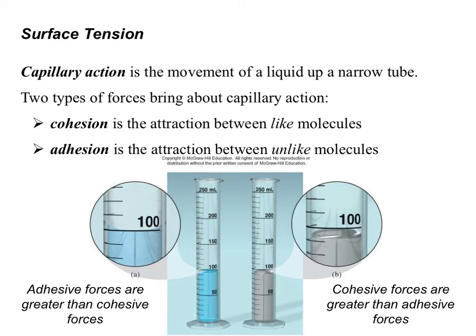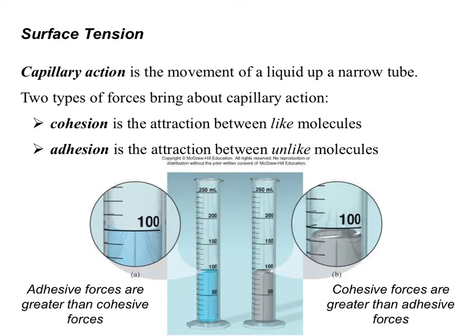When adhesive forces are greater than cohesive forces, the liquid is most likely to be attracted to the material around it as opposed to the liquid itself. So if we look at the meniscus, the top of the water in the graduated cylinder, we will notice that it is curved up towards the glass because the water is more attracted to the glass than it is to itself, the water. So it curves up because it wants to be more in contact with the glass.